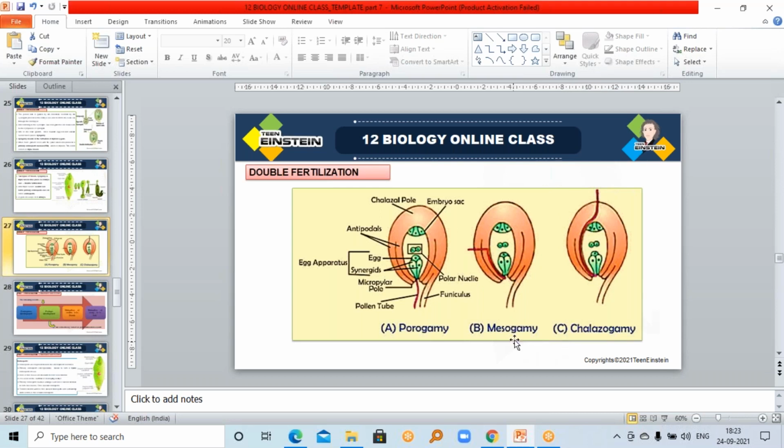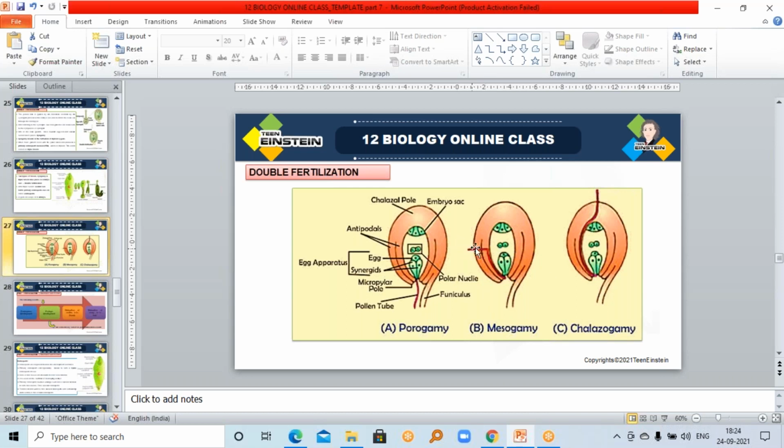And the next type is mesogamy. What is mesogamy? If the pollen tube enters through integuments, here you can see these are integuments, and through integuments the pollen tube is entering, it is called mesogamy. In Cucurbita and others you can see mesogamy. Through integuments the pollen tube is entering.